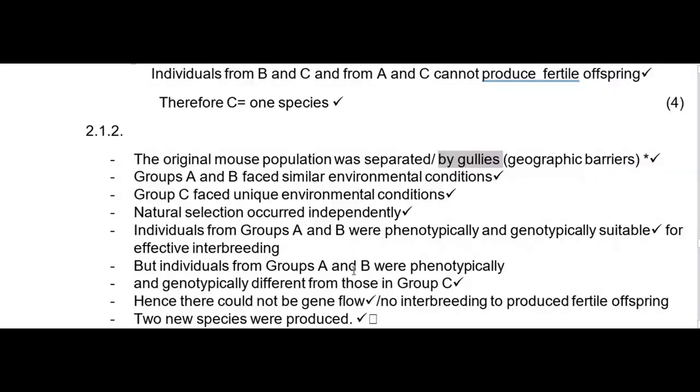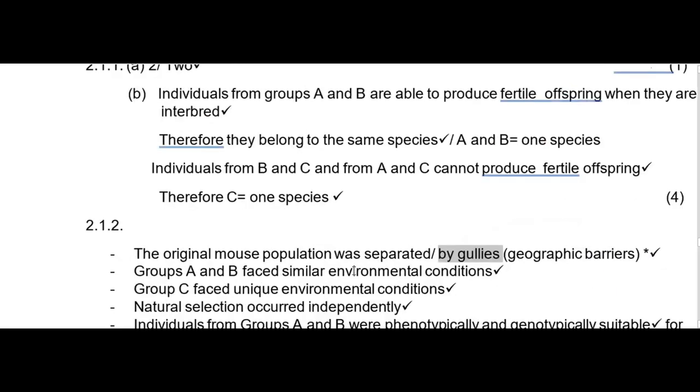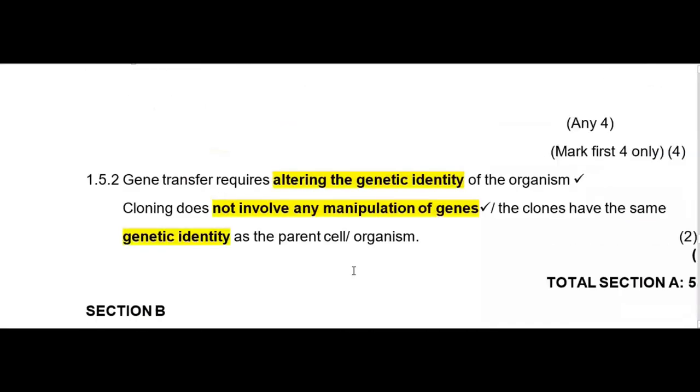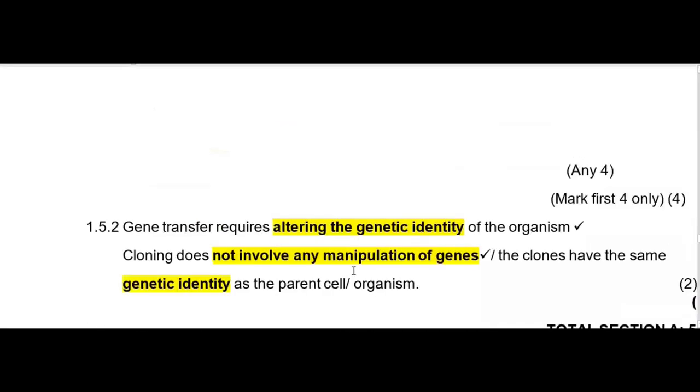There was no gene flow, and therefore there was a new species. Okay, so focus on that one for me when you're studying speciation through geographic isolation. That's going to be very, very important. I see there's a question for the answer for 1.5.1.